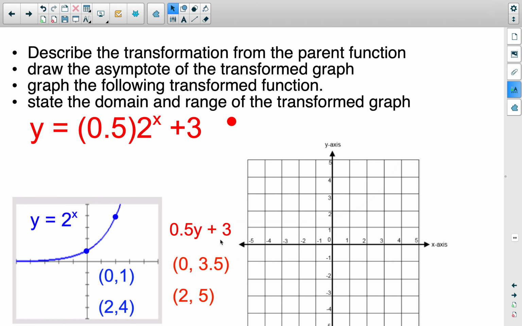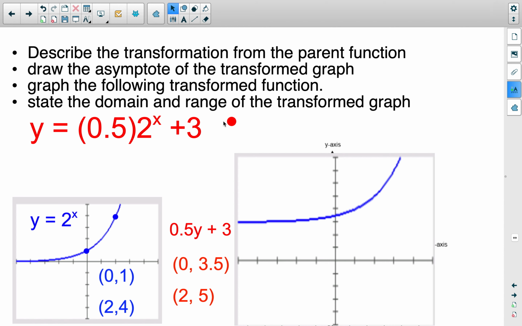If I do it in that order, my x coordinates stay fixed because there's no horizontal transformation. I'm going to cut y in half, so 1 goes to 1/2. Then I'm going to add 3, so 3.5. I'm going to cut y in half: 1/2 of 4 is 2. Add 3, and I'm up to 5. So again, the graph will look something like this. You can see (2, 5) is right there. You can see (0, 3.5) is right there if you want some key points.